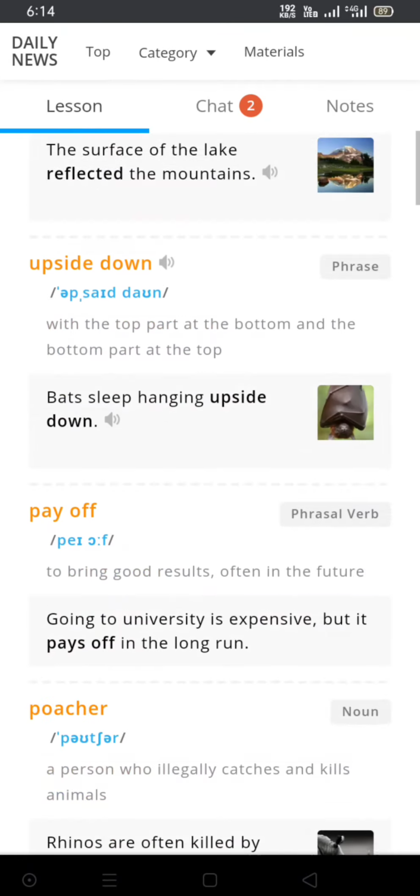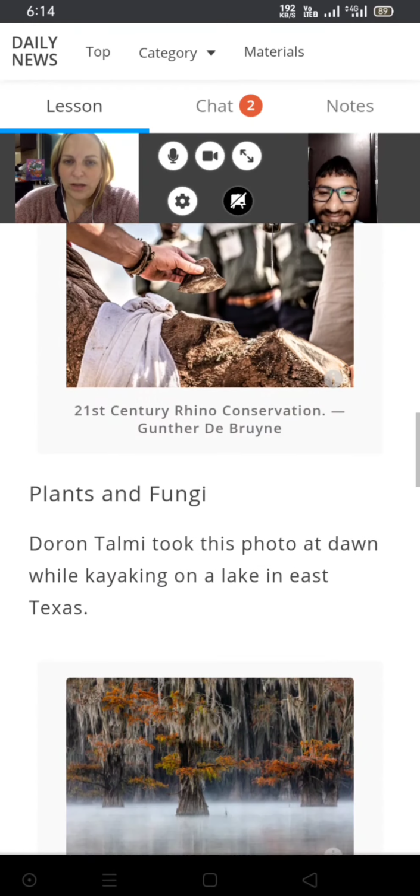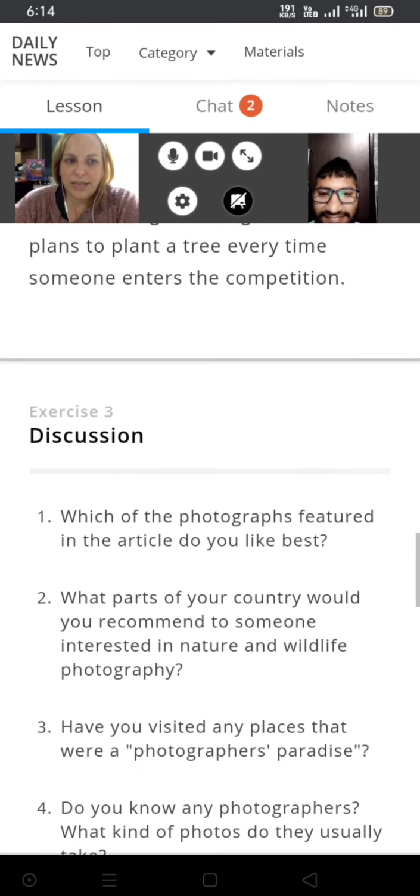Do you know any photographers, and what kind of photos do they usually take?